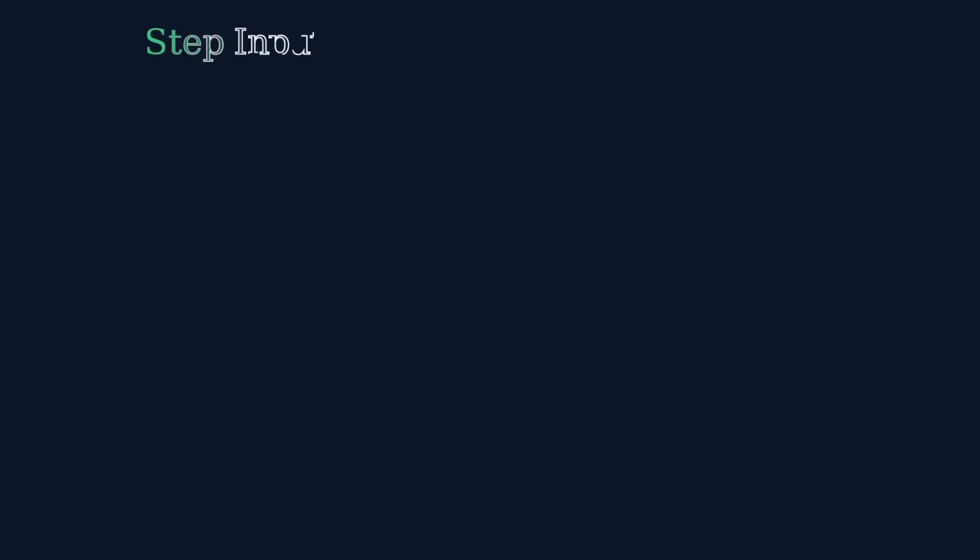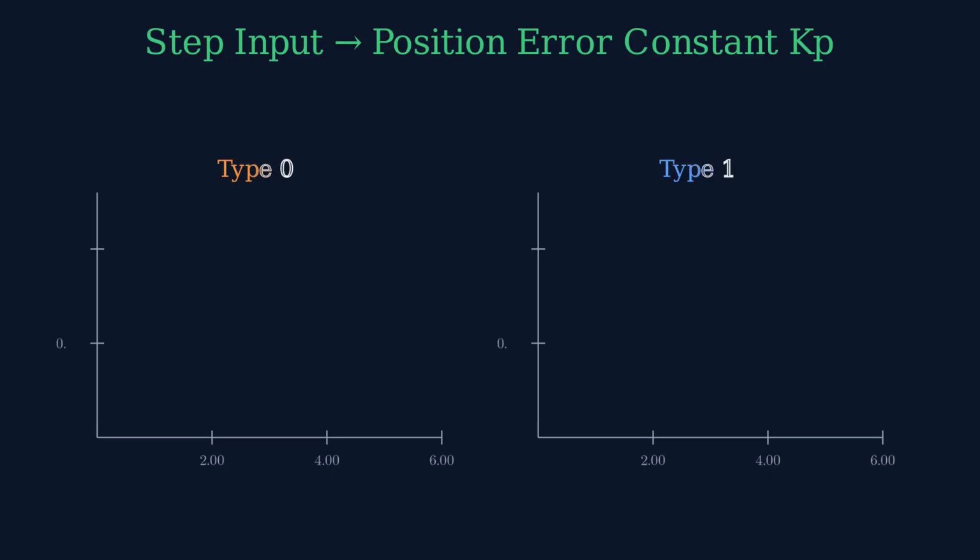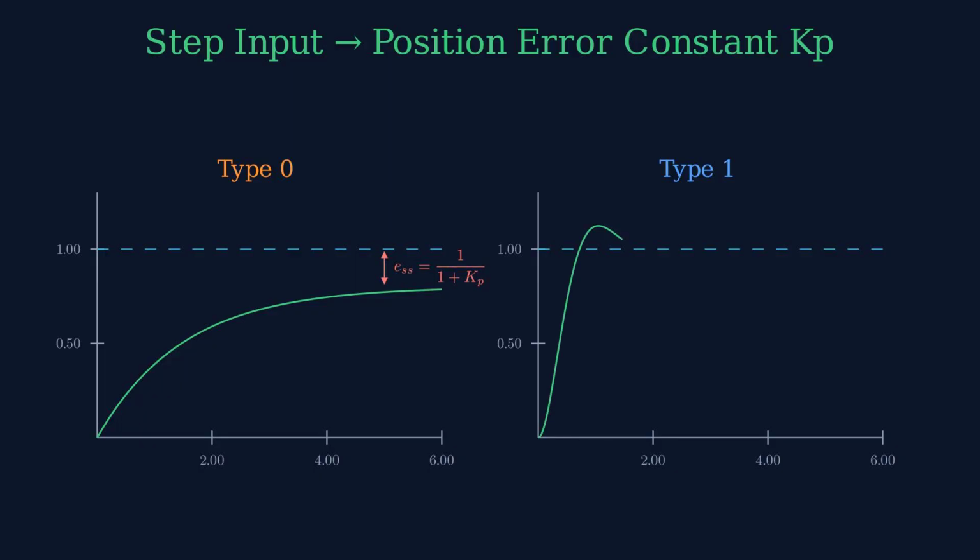For a unit step input, R(s) = 1/s. The steady-state error becomes 1/(1 + Kp), where Kp is the position error constant. Kp equals the limit as s approaches 0 of G(s). For a type 0 system, Kp is finite, so there is a non-zero steady-state error. For type 1 or higher, Kp is infinite and the error is 0. Watch the step response. Type 0 settles to a value less than 1.